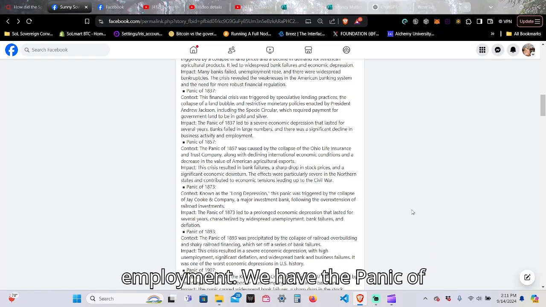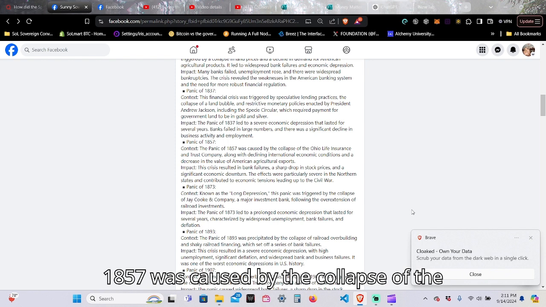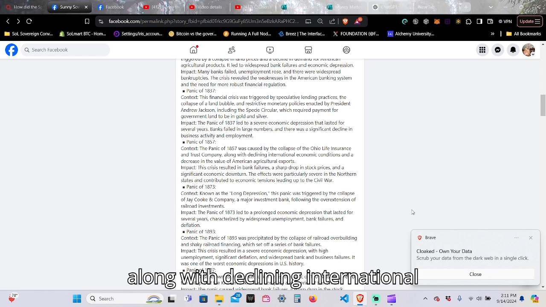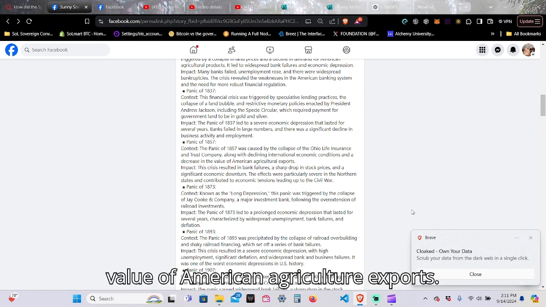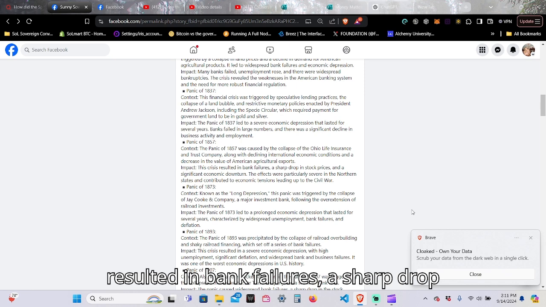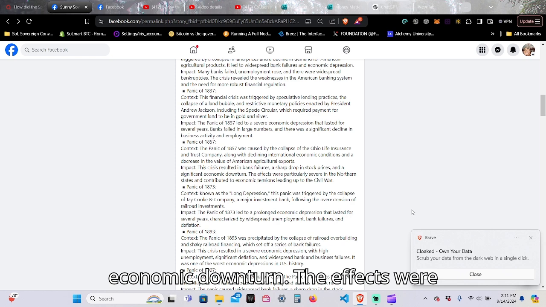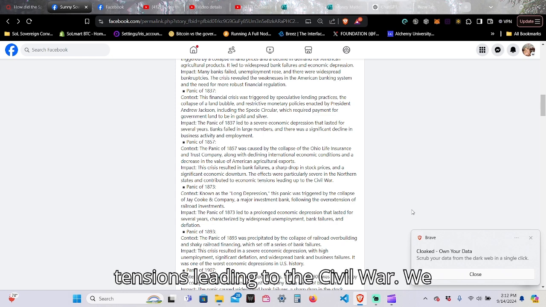We have the Panic of 1857. The Panic of 1857 was caused by the collapse of the Ohio Life Insurance and Trust Company, along with declining international economic conditions and a decrease in the value of American agriculture exports. The impact it had: this crisis resulted in bank failures, a sharp drop in stock prices, and a significant economic downturn. The effects were particularly severe in the northern states and contributed to economic tensions leading to the Civil War.